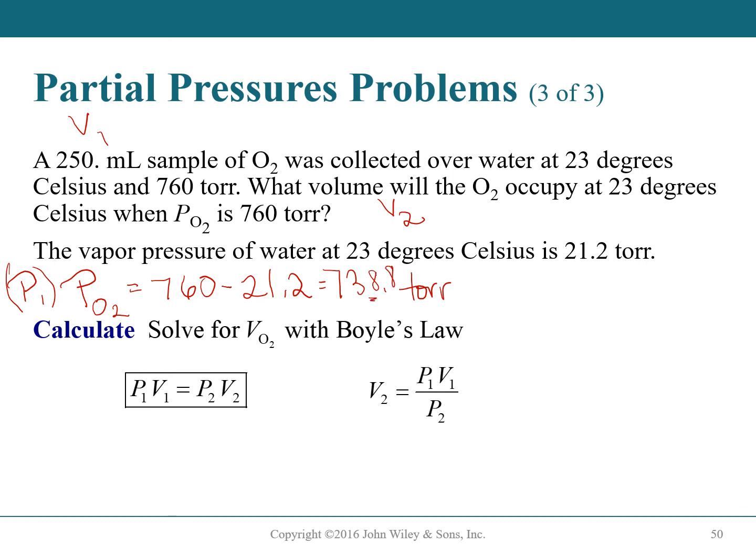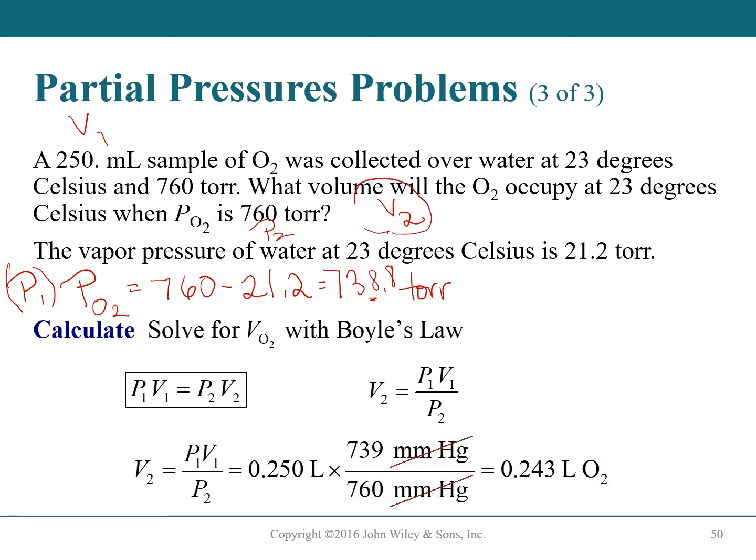Now we're going to, okay, so that's P1, but P2, now we're just looking at this when PO2 is 760. So we changed that to 760. Okay, so we have P1, P2, V1, and we want V2. Okay, so now we can just plug in our values.